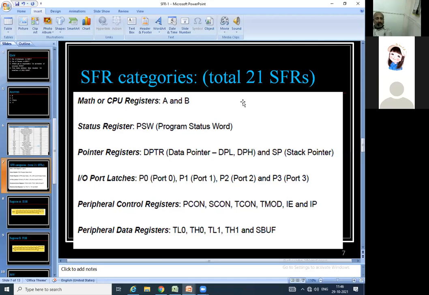Next one is the peripheral control registers. They are also very important whenever you are going to interface any device or instrument to this particular 8051. So these registers are playing the main role. So PCON, SCON, TCON, TMOD, IE and IP. Their capacity, size or content, one by one we are supposed to learn here. And the last one, that is the peripheral data register.